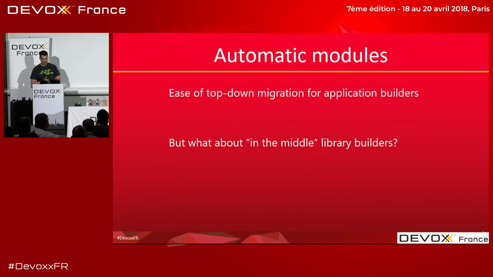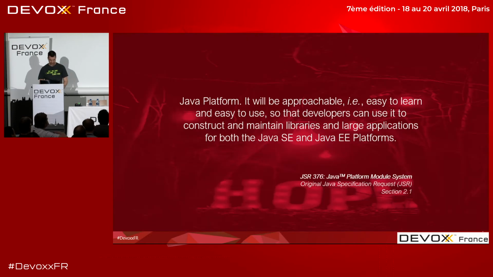So automatic module names are therefore top-down migration. But what about the in-the-middle libraries? And this is what the official statement is, and it says the Java platform will be approachable, easy to learn, easy to use, so that developers can use it to construct and maintain libraries and large applications. And I thought about large applications.